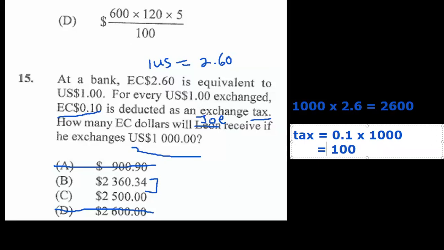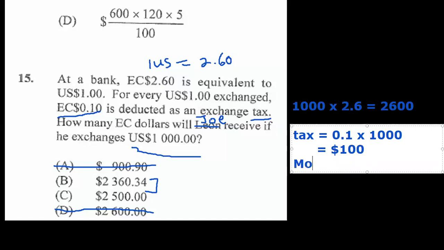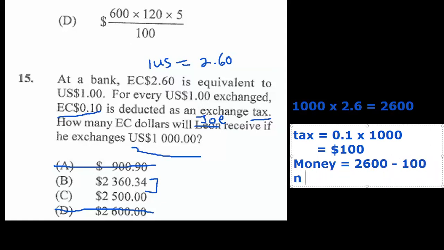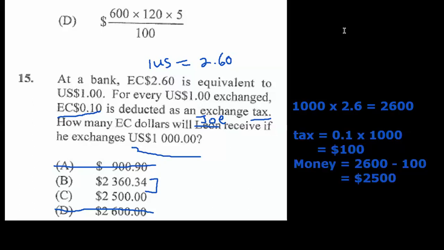$100, right? So 100 EC dollars is going to be the tax. So the money that you're going to get is going to be equal to $100. Okay, $100, which is going to be $2,500. You've seen that? Answer is going to be... yeah, awesome. Good stuff there, Thais. Good job. Right, any questions here?